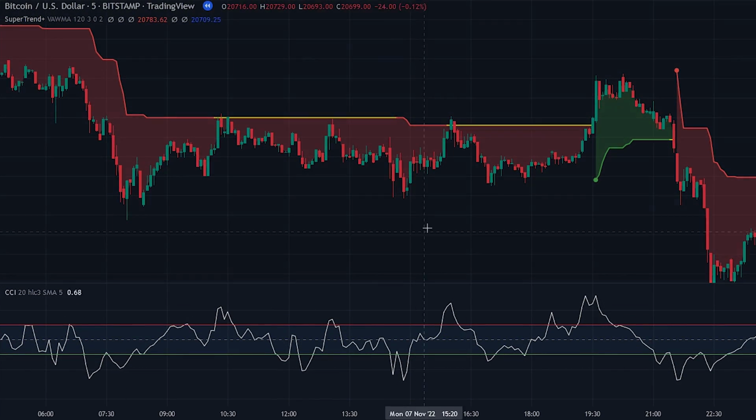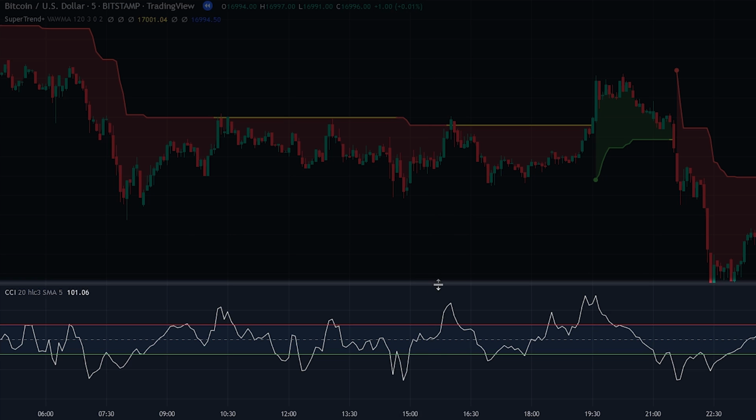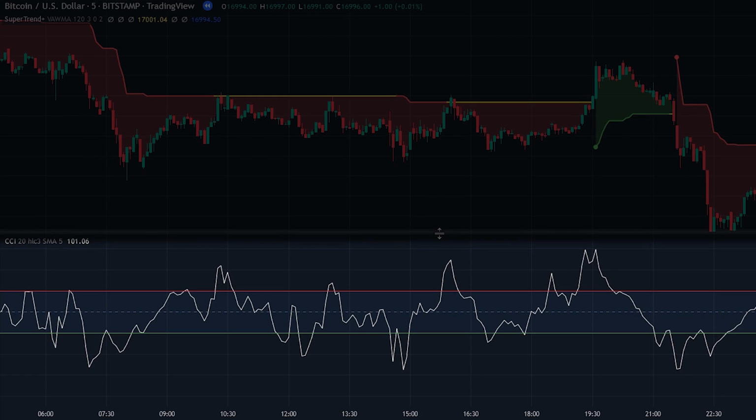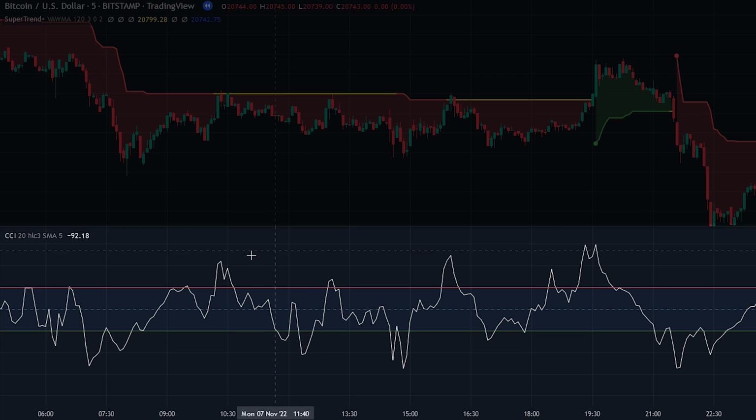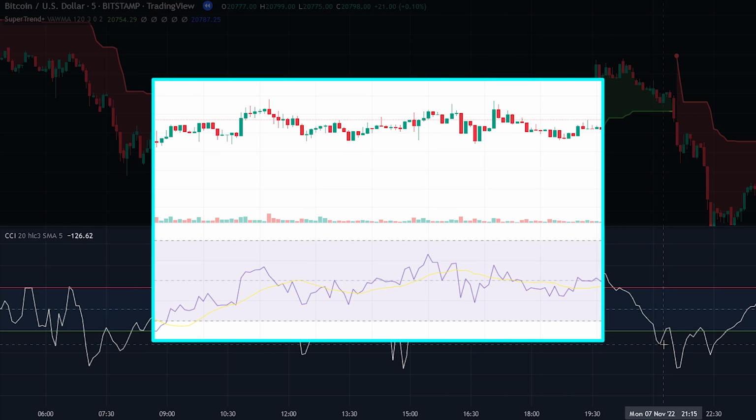The CCI indicator is a momentum-based indicator that can help us identify when the price of an asset is either overbought or oversold. The CCI indicator can also be used to identify trends and divergences. This makes the indicator quite similar to the RSI indicator.